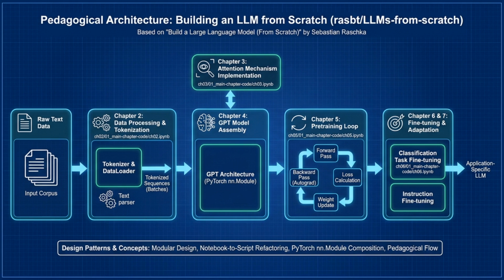The project's design philosophy is learning by building. It intentionally avoids high-level LLM libraries, forcing a direct engagement with the core mechanics using pure PyTorch. The whole architecture is designed for teaching, structured to mirror its companion book. You start by implementing foundational components, like a text tokenizer. From there, you move on to code the heart of the model, the attention mechanism. This is where you learn how it weighs the importance of different words in a sequence.